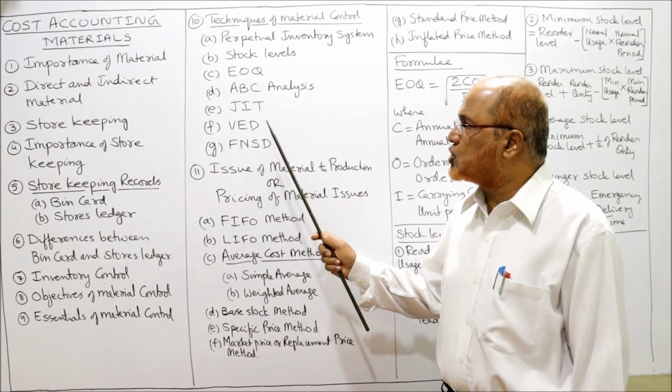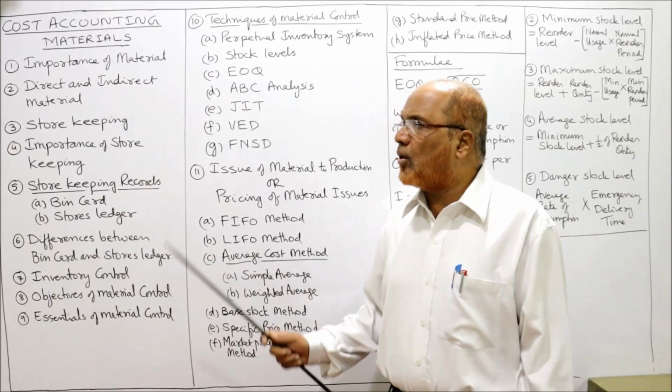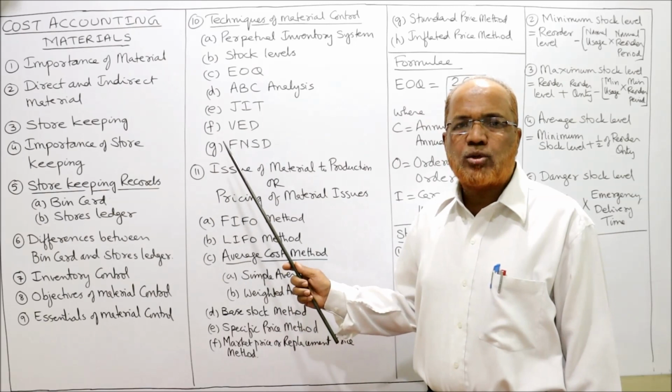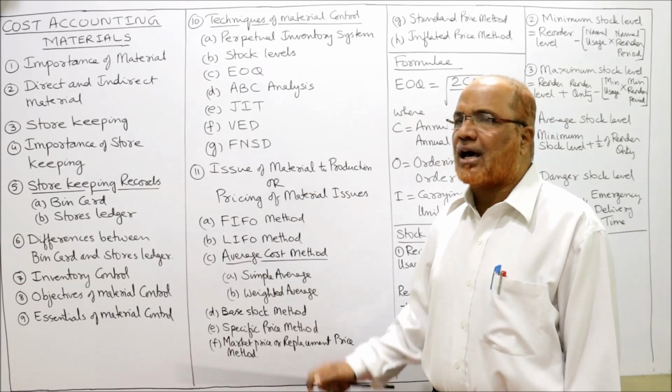And desirable items are those items which are necessary, but not so important. If there is shortage or lack of these desirable items, the loss will be very small. In this way, according to criticality, we divide into VED, vital, essential, desirable. Lastly, FNSD. FNSD, the full form is fast, normal, slow, desirable.